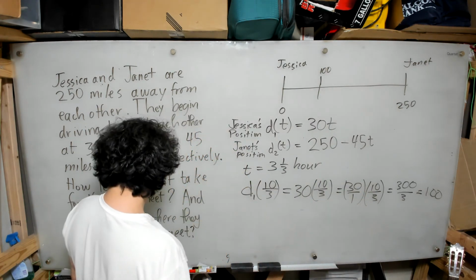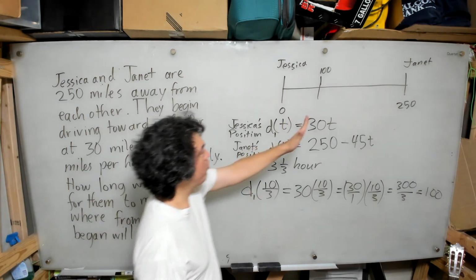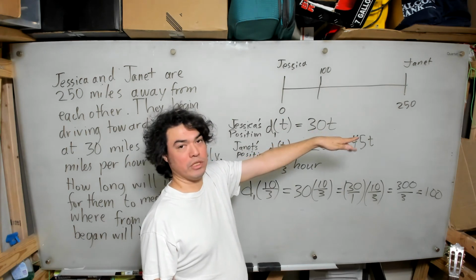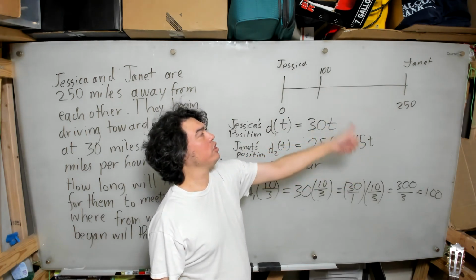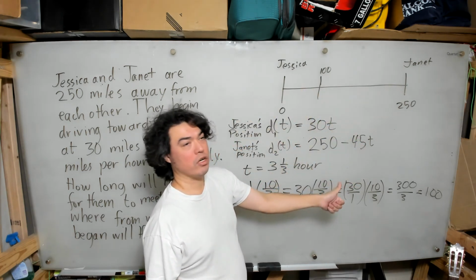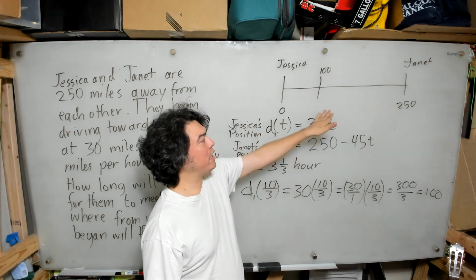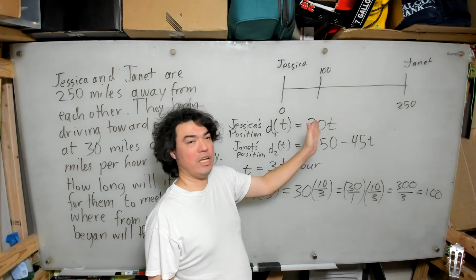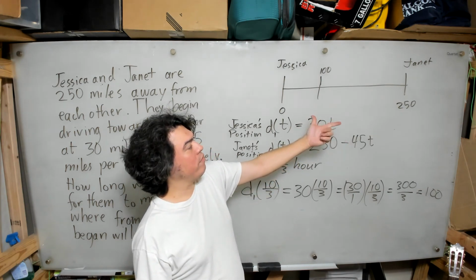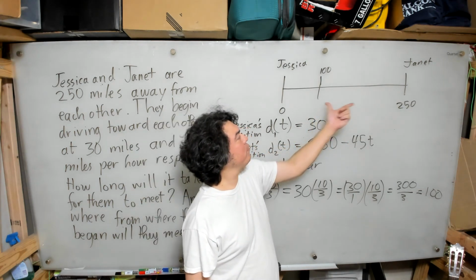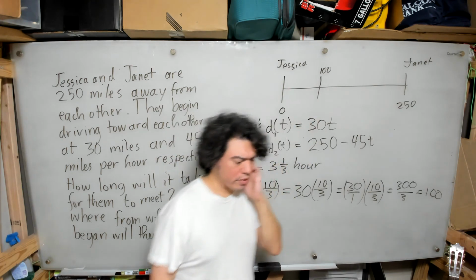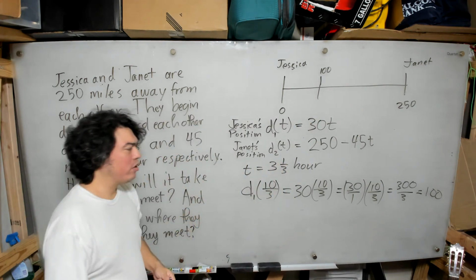So let me see. From where Jessica began, she's 100 miles in the direction that Janet was. And from where Janet began, she's 150 miles from where she began. This makes sense because Janet was driving at a faster speed than Jessica, so it stands to reason that Janet was able to cover a longer distance than what Jessica was able to cover in the same amount of time.